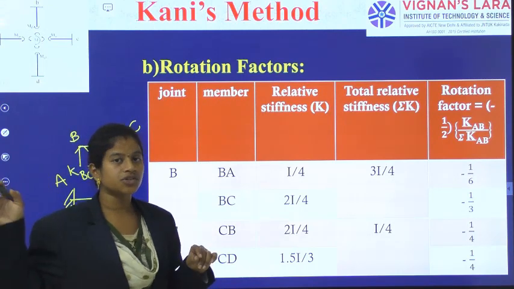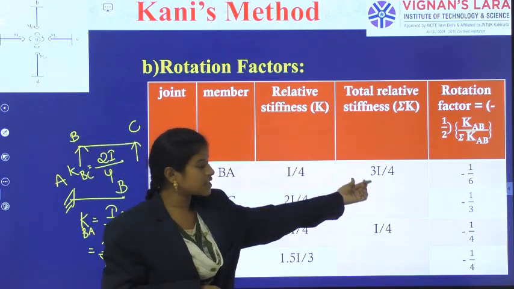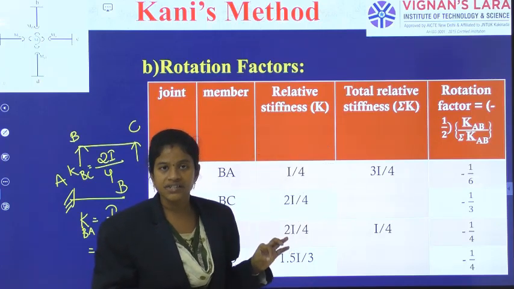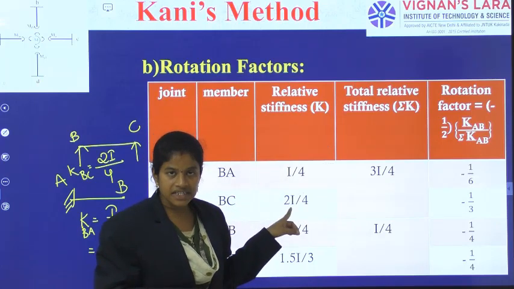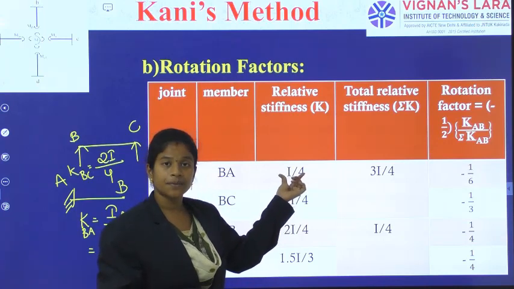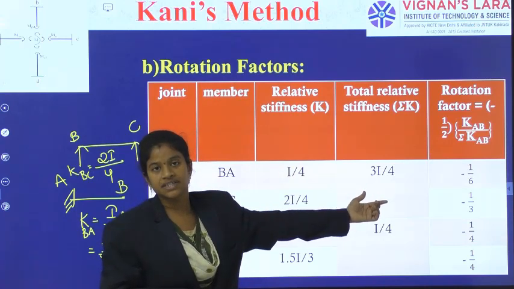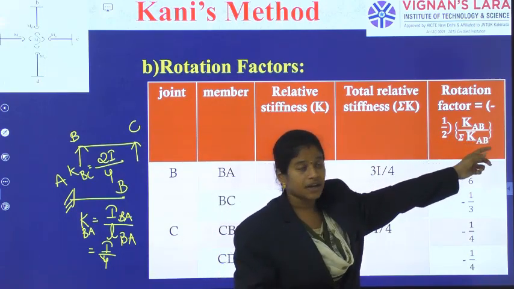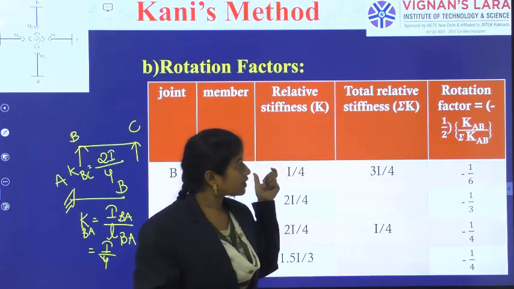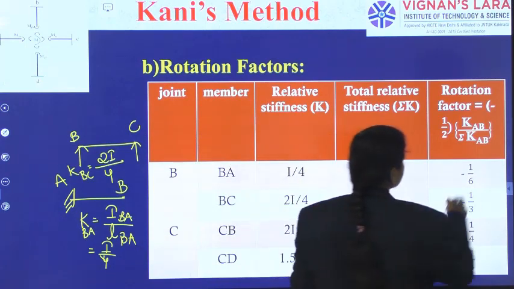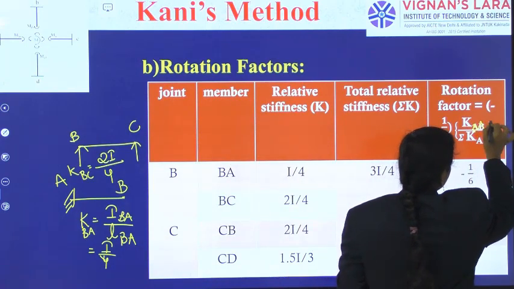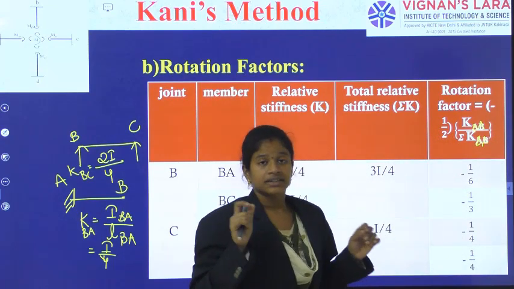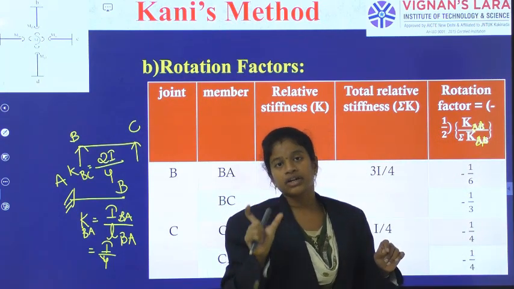Generally, in case of distribution factor, it is simply the ratio of the stiffness by total stiffness. But rotation factor is equal to minus half times relative stiffness of the particular member by total relative stiffness at the joint. Whatever I am writing is the relative stiffness of the particular member. If it is BA, this is BA. If it is BC, that is BC.